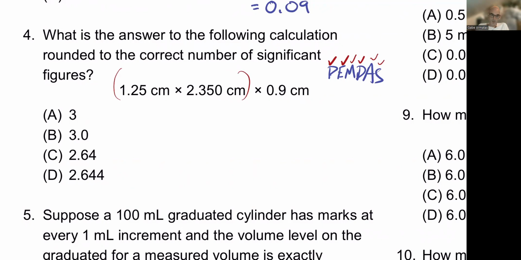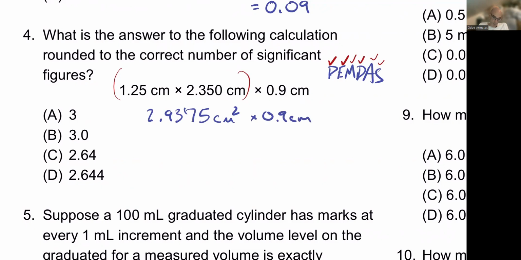So 1.25 times 2.350. The proper way to do this, I put this into the calculator and I ended up with 2.9375. I'm going to leave units out of this. This would be centimeters. Actually, I won't. Centimeters squared. That's everything I got in the calculator, 2.9375. And I'm going to rewrite everything I didn't calculate, okay?